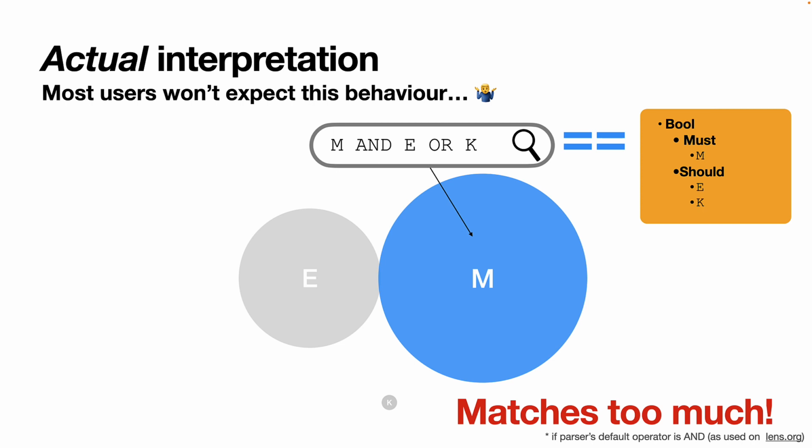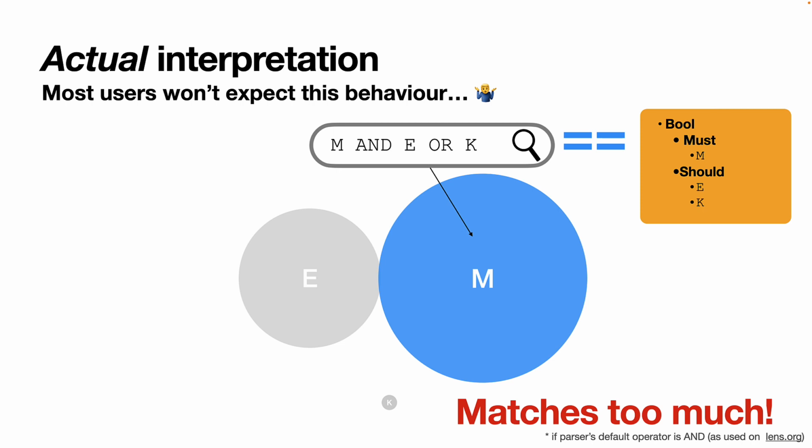So E or K in this query, if we're just exporting all of the results that match this query, is largely redundant because we're just going to get all of M, and we could have just as well done a search for M. So that's perhaps not what you're thinking or expecting as a search result. Now, if you flip the order on some of these things, you actually get something different again.